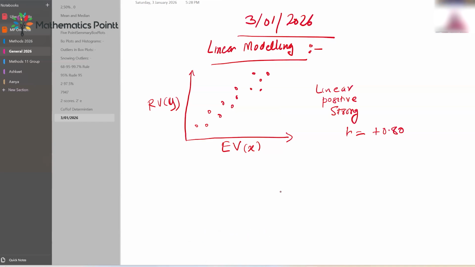What we're going to do today is, for example, let's say this EV was the height and RV is the weight of a person. Height drives the weight. More the height, more the weight. Less the height, less the weight. Right? So let's say I have experimented on some 10, 15 adults.